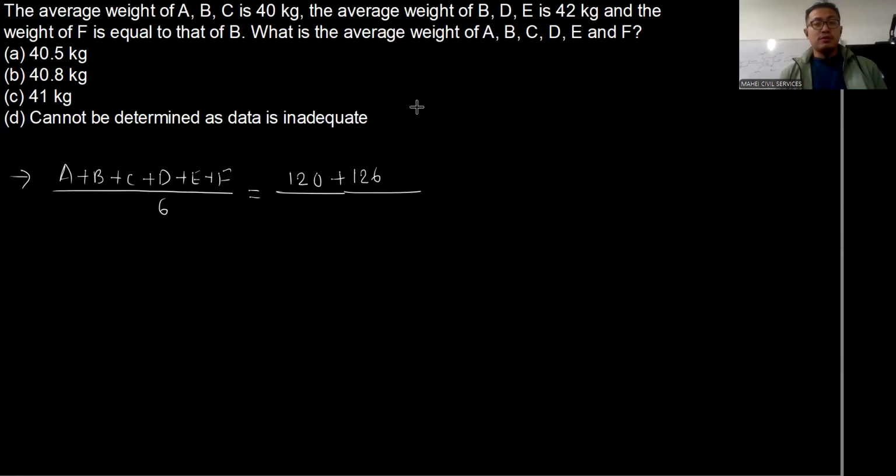And the weight of F is equal to that of B. So the B, D, E plus F, and F is the same as B. So the sum divided by 6 is 120 plus 126, which is 246, divided by 6. 6 fours are 24, 6 ones are 6, 41 kg.